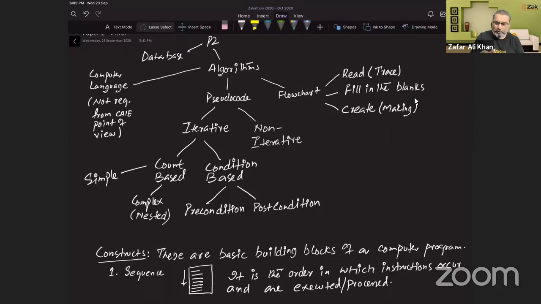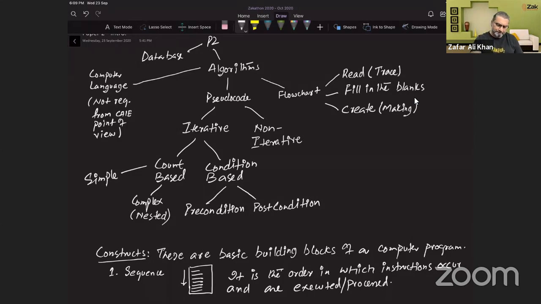So the rest, the non-iterative, would have selection, maybe, and sequence always. So iteration would have sequence as well, but selection depends. We will see. I understand that it is hard for you to understand the whole thing now.